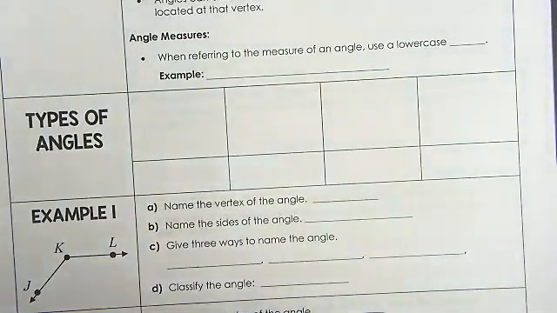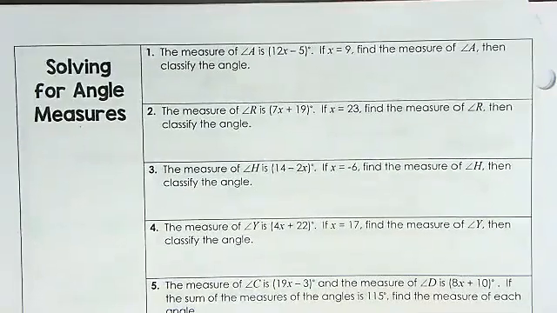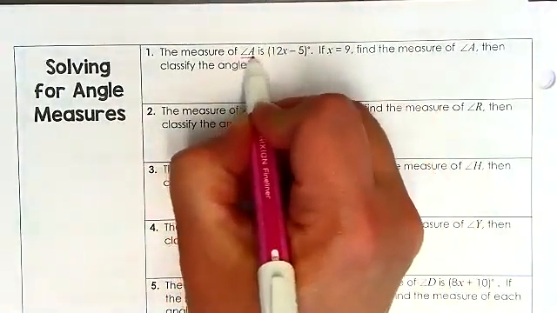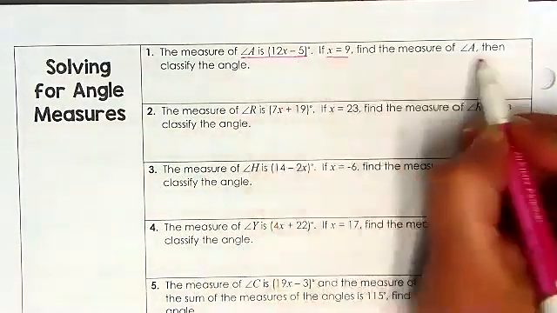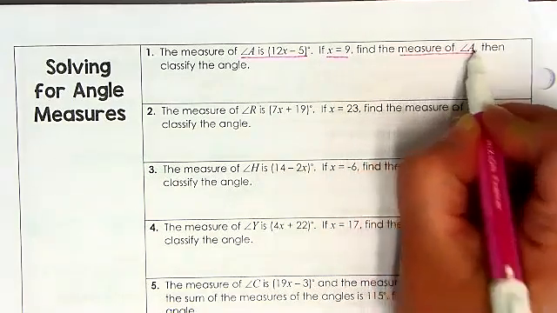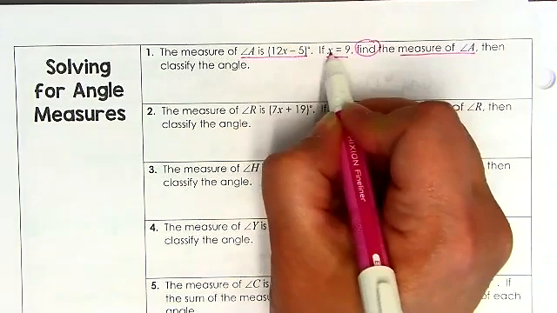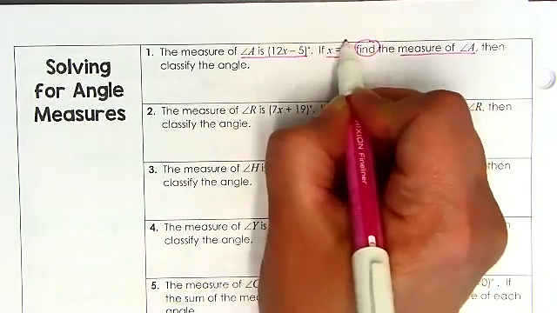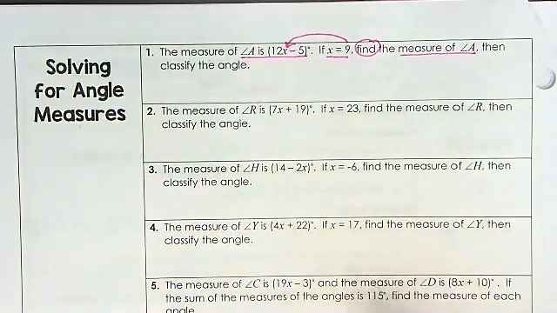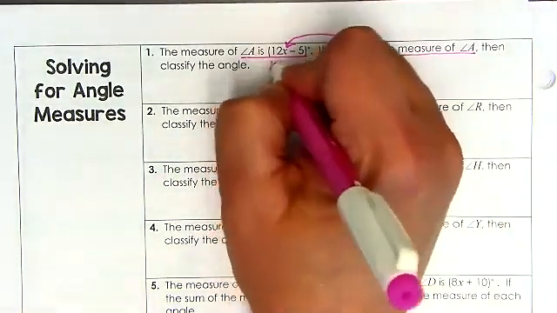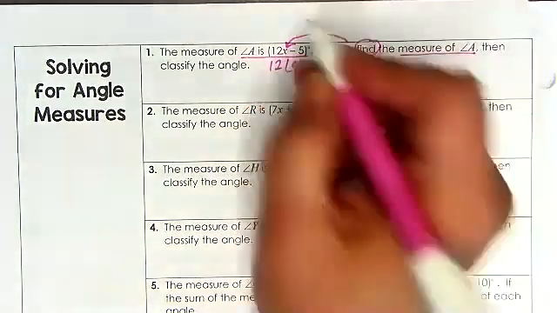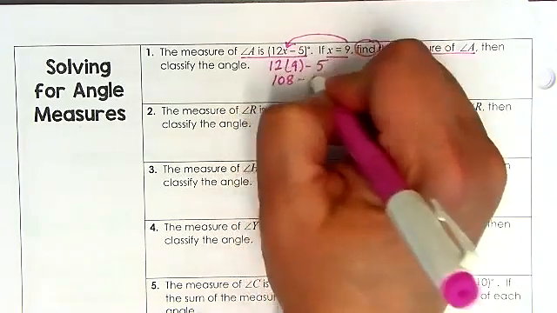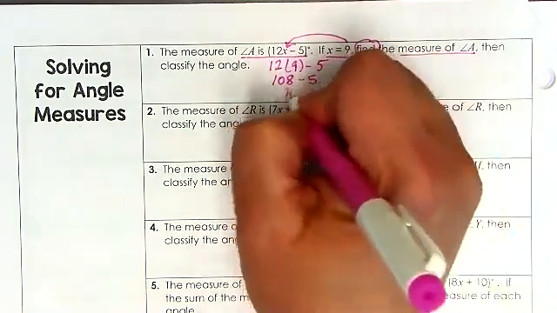Getting more into an application scenario now. All right, so we're going to talk about number one. It says the measure of angle A is 12x minus 5. If x equals 9, find the measure of angle A. It tells me x equals 9. So that means that the 9 can be plugged in for the x. So I'm going to have 12 times 9 minus 5. 12 times 9 is 108 minus 5, which gives me 103.